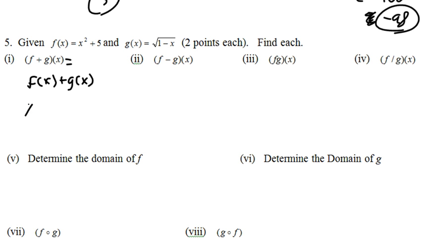So f is just x squared plus 5. Isn't that f? That's f. Plus, what's g of x? The square root of 1 minus x. That's it? No way. Yes way. There's nothing else that you can do. You can't combine anything else together.